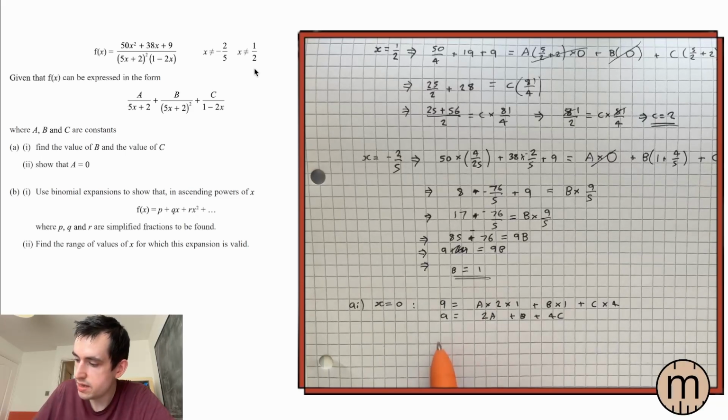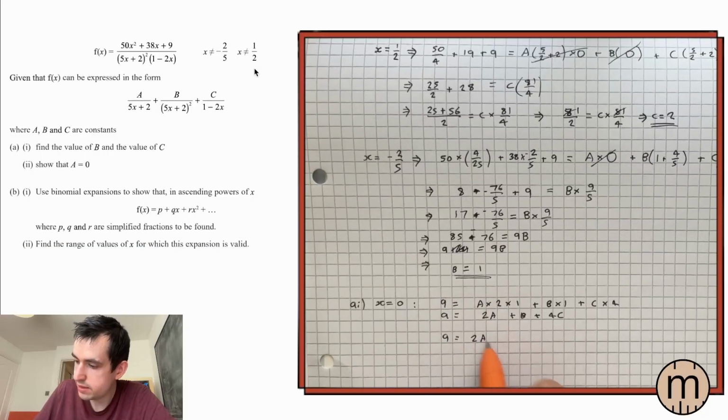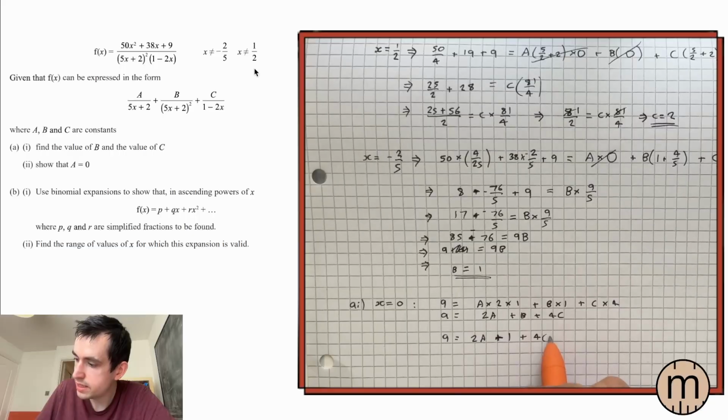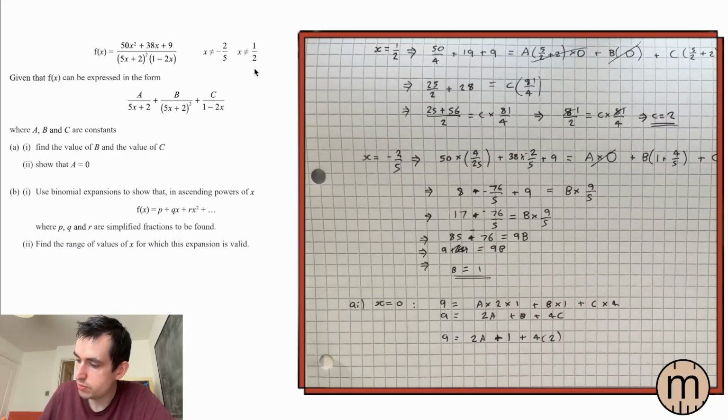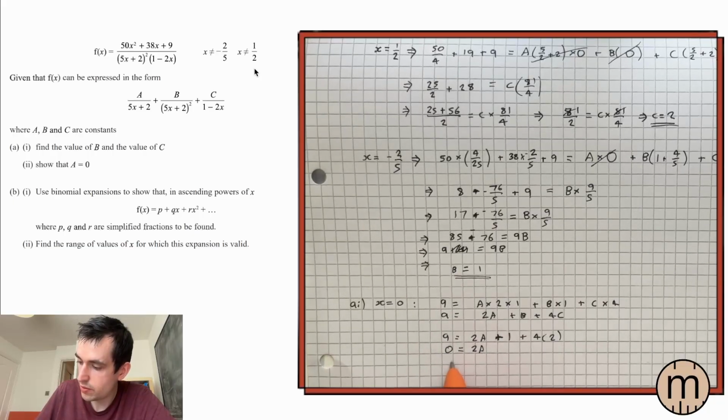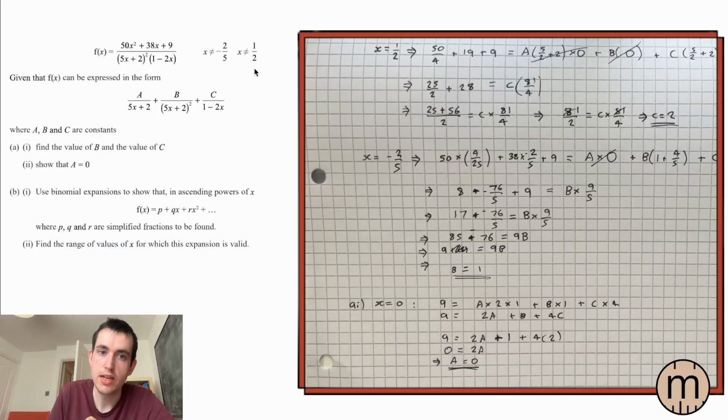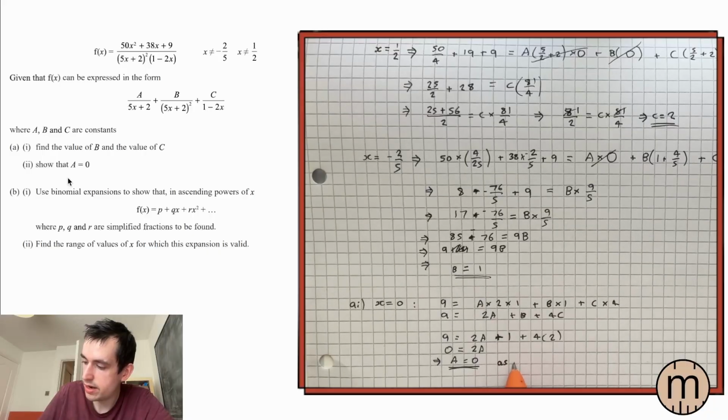But the great thing is here, we now know what b is. It's 1, so I'll add 1. And we know what c is. It's 2. So that means if we subtract this, 1 plus 8 is 9. 9 subtract 9 is 0. So we get a is equal to 0, which is actually what the question wanted. It wasn't saying find the value of a. No, show that a equals 0. So a equals 0 as required.